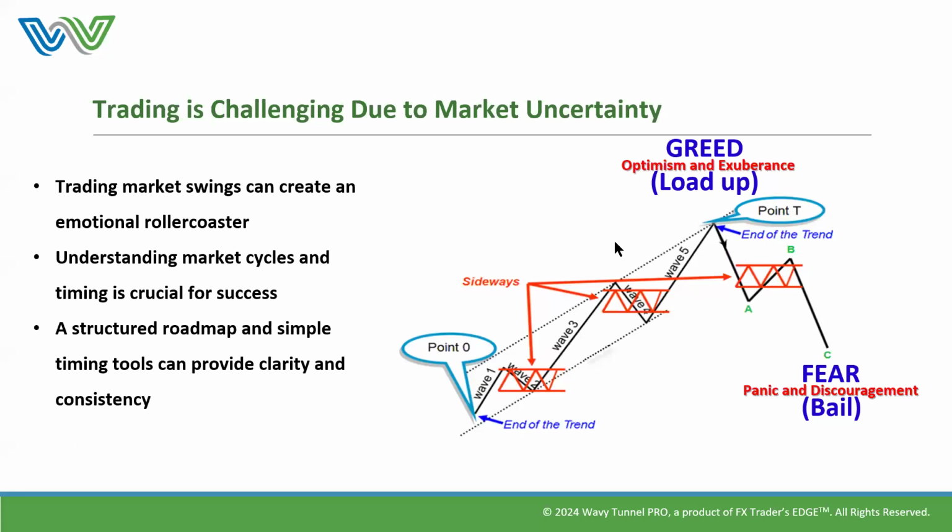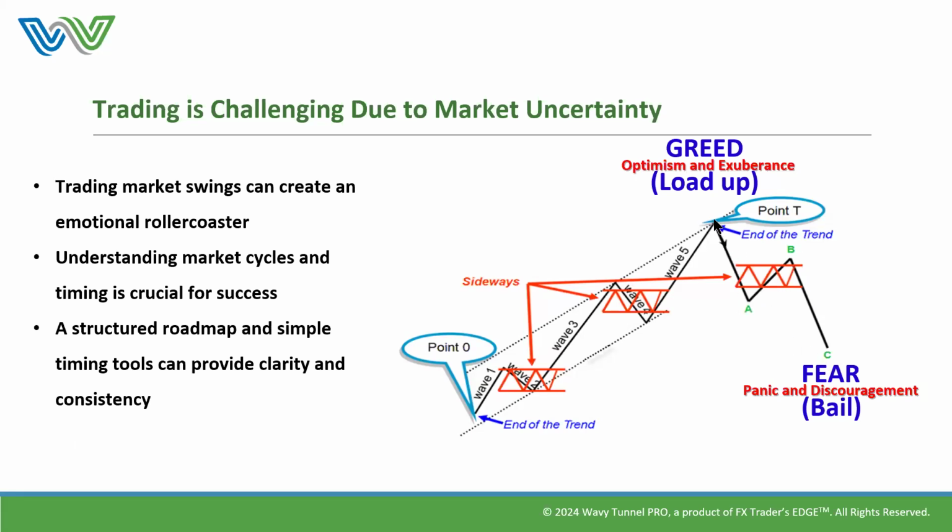Understanding market cycles and timing is crucial for success, because once we reach this point, we are going to have a correction. Now, I'm not saying that you just sell, but you can take profits along the way. And then you wait, because most likely we will have a correction. This is a very steep correction. This is the ABC correction, the zigzag that I told you.